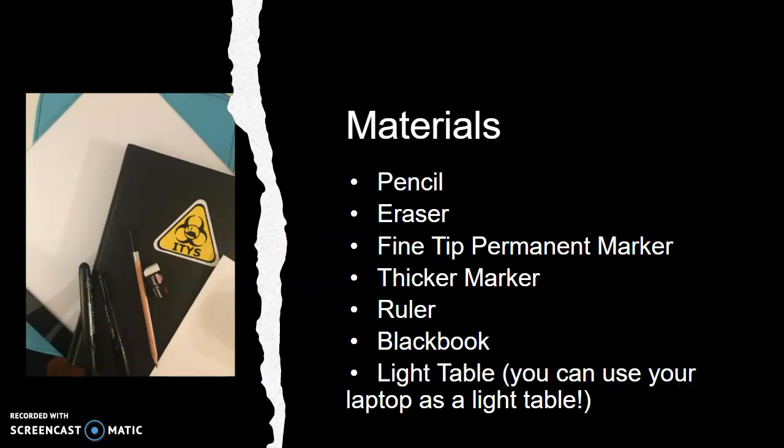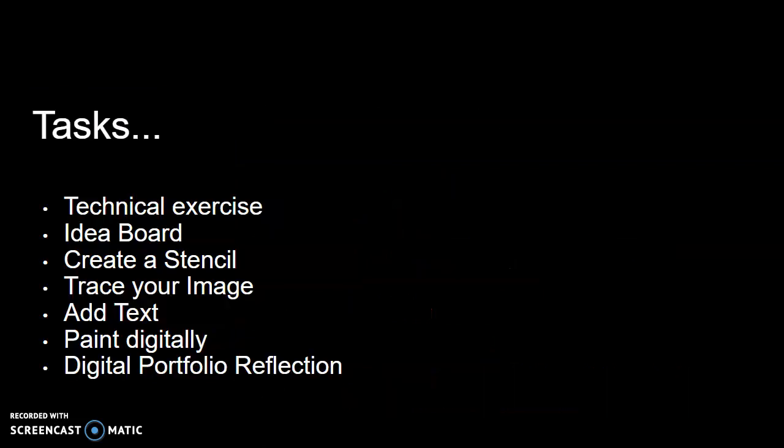So what you need for this is a pencil, an eraser, a fine tip permanent marker, which you have all in your art kit, a thicker marker, which I think I put in there as well, a ruler, a black book, and a light table. And before you're freaking out because you're not in class with me with a light table, I'm going to show you how you can use your Chromebook as a light table so we can trace some stuff. Okay, so you have everything that you need for this.